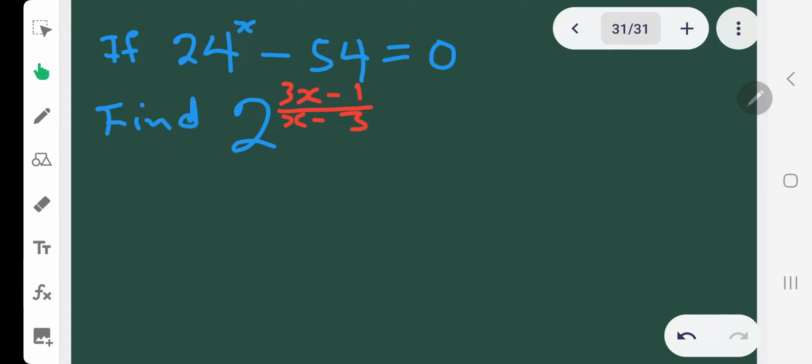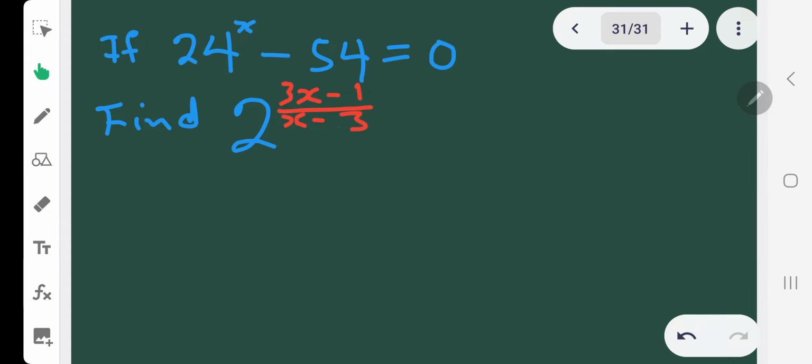Here, when we look at this question, we have: if 24 raised to the power x minus 54 is equal to 0, find 2 raised to the power 3x minus 1 all over x minus 3. When we look at the appearance of the question, it seems to be very complicated, but it is not. So here, I'm going to solve it in a systematic way so that you understand everything.